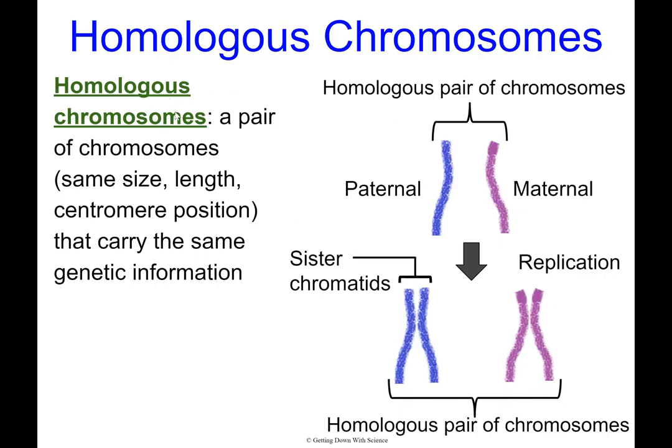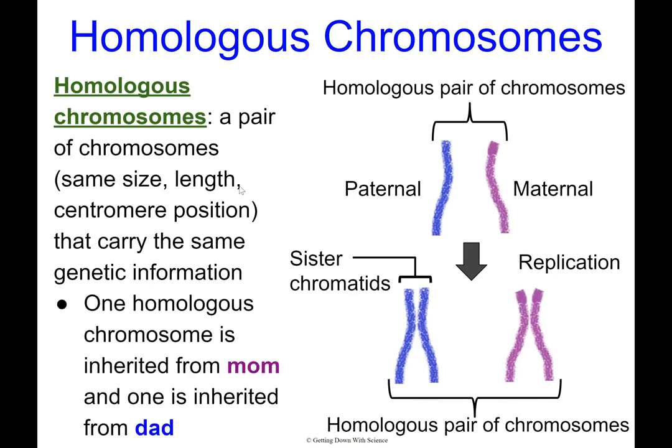Okay, so homologous chromosomes, a pair of chromosomes, same size, same length, centromere position, that point where they connect, carry the same genetic information. So one homologous chromosome is inherited from mom and one is from dad. When we replicate those, we end up with a sister chromatid situation within our homologous pair.